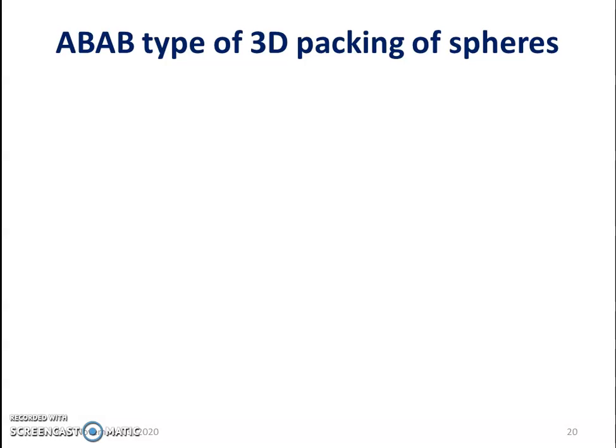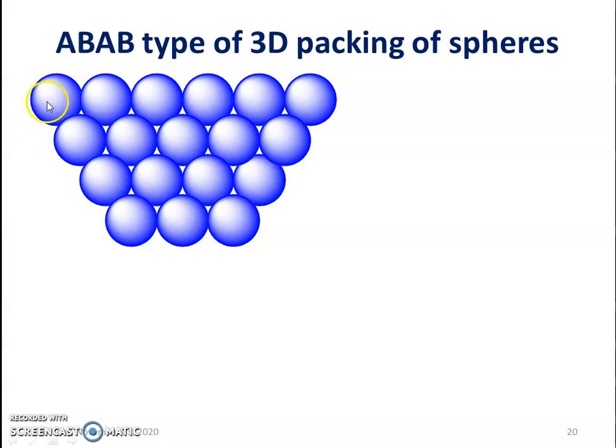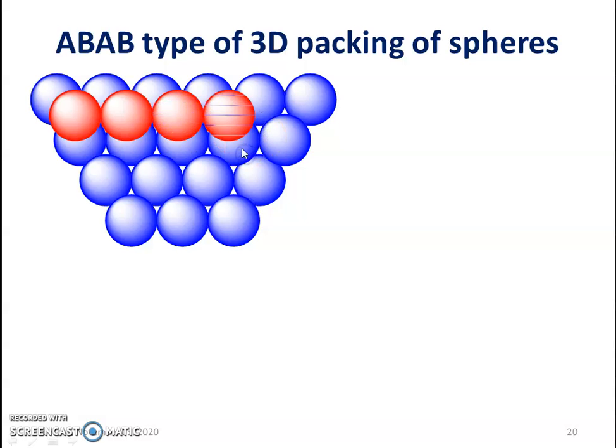Now consider the AB type of three-dimensional packing of spheres, and it results in the formation of a hexagonal close packed arrangement. This is very interesting. Now consider this is the A type of layer, and it is two-dimensional. Now consider the third dimension, that is the z-axis. Now consider the spheres of the B layer. They are arranged in such a way that there is a generation of voids like this.